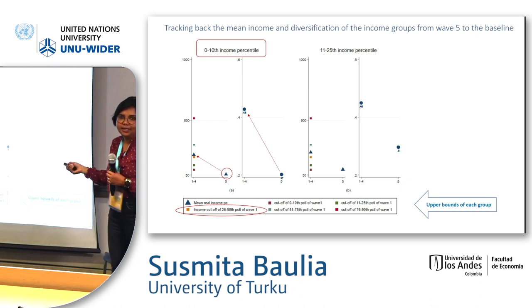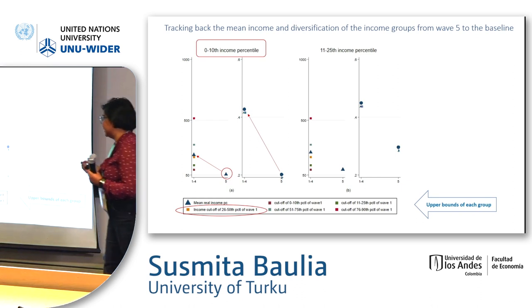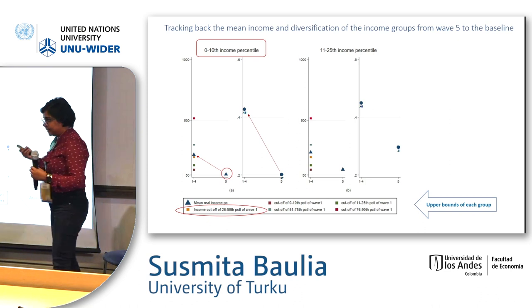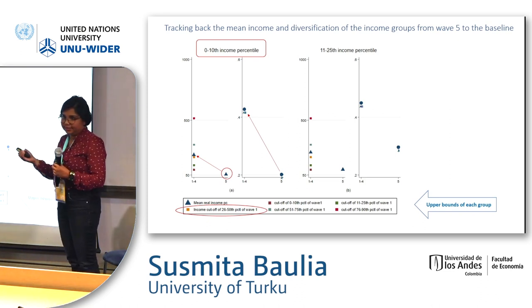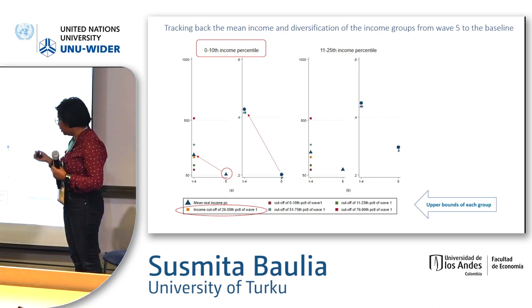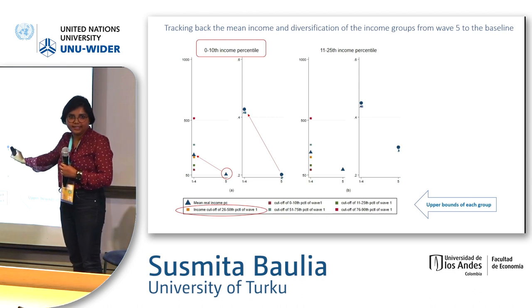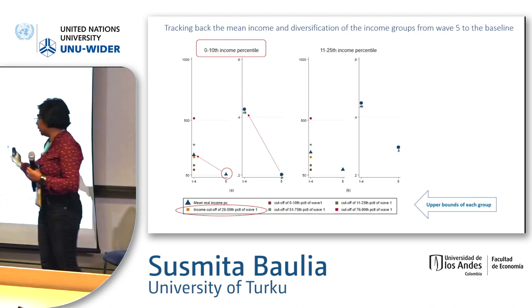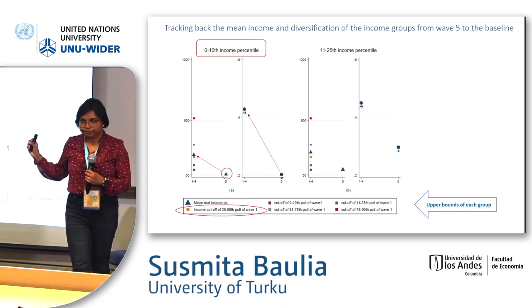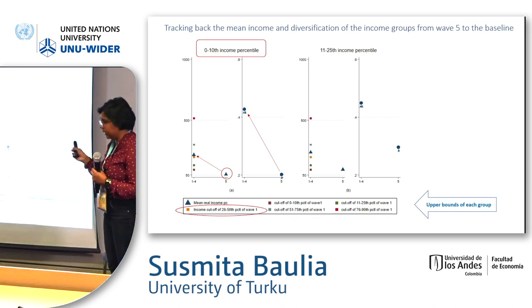So one way we could try to understand it is that this may be a sample of people who had a random shock in wave five, and we see their diversification is also quite low, and they end up having a really low mean income during this period.